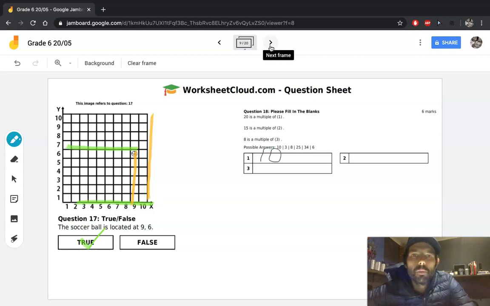15 is a multiple of 3. Okay, 3 times 5 is 15. And 8 is a multiple of 8. Remember, the first multiple of 8 is 8 times 1, which is 8.